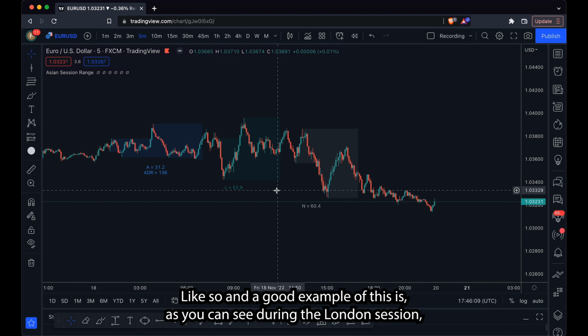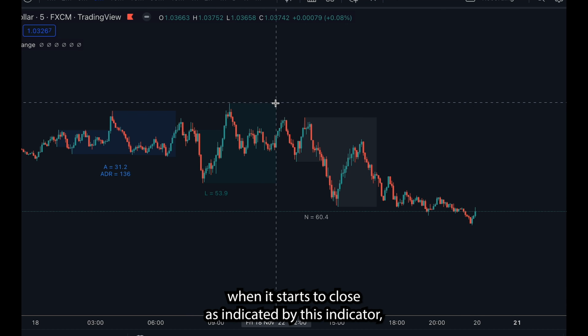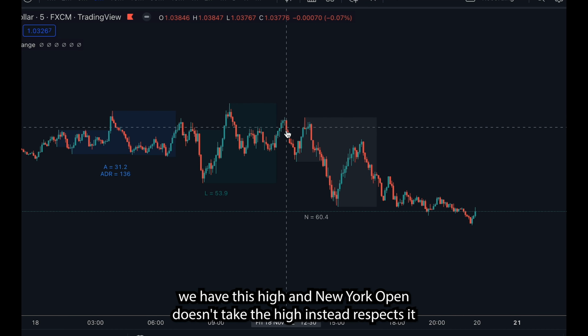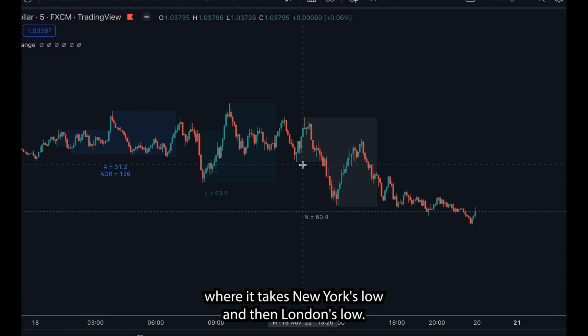And a good example of this is, as you can see, during the London session, when it starts to close as indicated by this indicator, we have this high and New York open doesn't take the high, instead respects it because there's not much liquidity above it, and instead drives lower where it takes New York's low and then London's low.